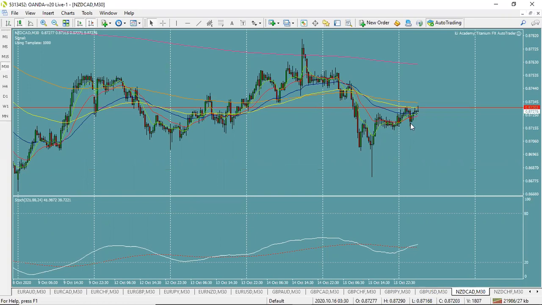New Zealand CAD on this 30-minute chart, we are underneath our 720 here. We started to develop trend to the downside, and then we pushed away. Remember I talked about this real push away from the 50, a number of pips away from the 50, and then it snaps back to the 50. So that has occurred here on our New Zealand CAD.